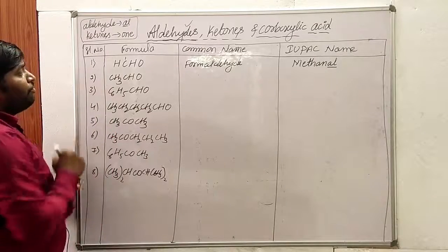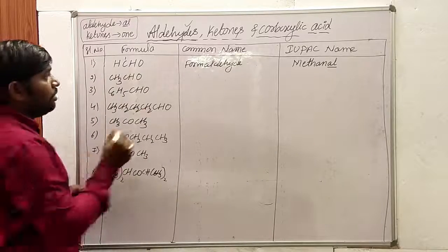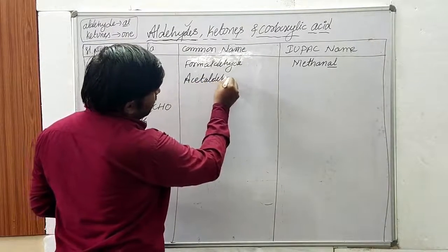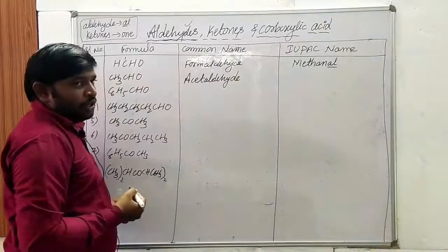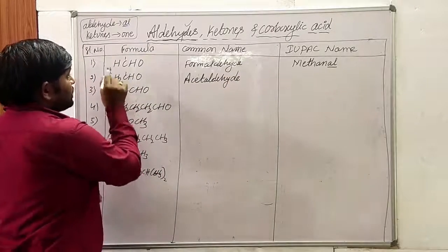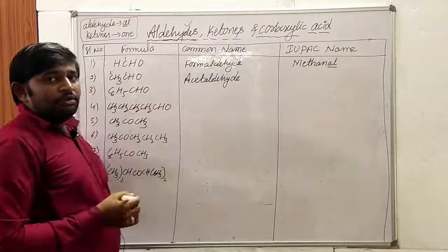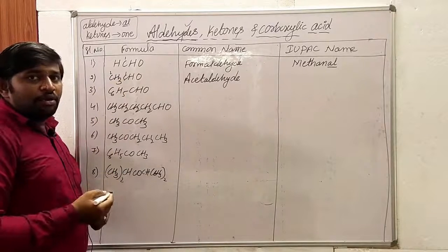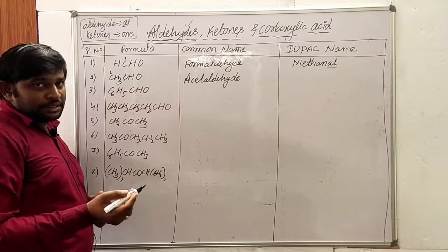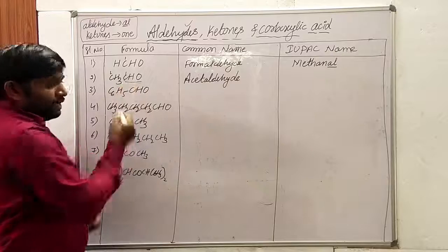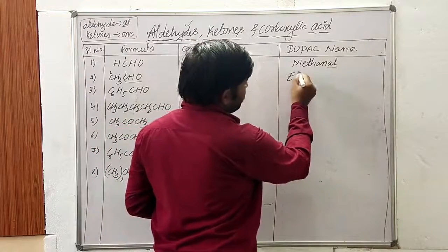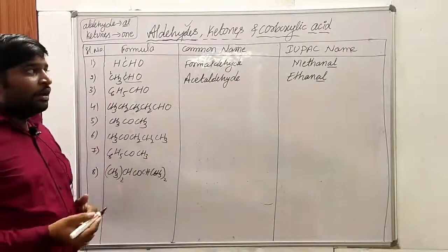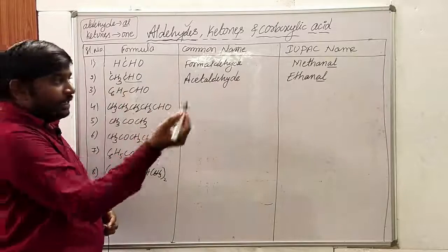What is the second formula? CH3CHO. This is called acetaldehyde, the common name of this molecule. What is the IUPAC name? This is number 1, this is number 2. The carbonyl carbon atom we have to consider first while assigning the numbers. What is the word root for this? Ethane. Since aldehyde is there, it becomes ethanal, or aldehyde also we may use.